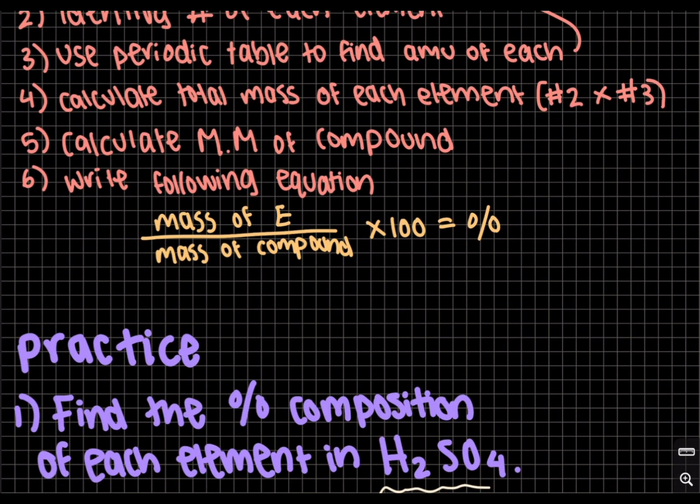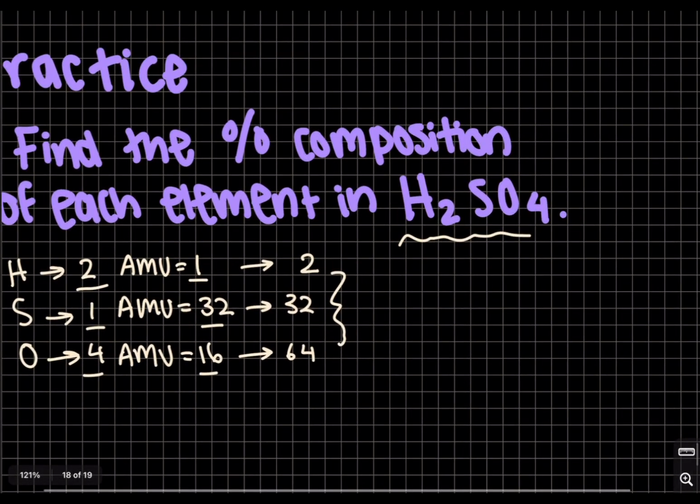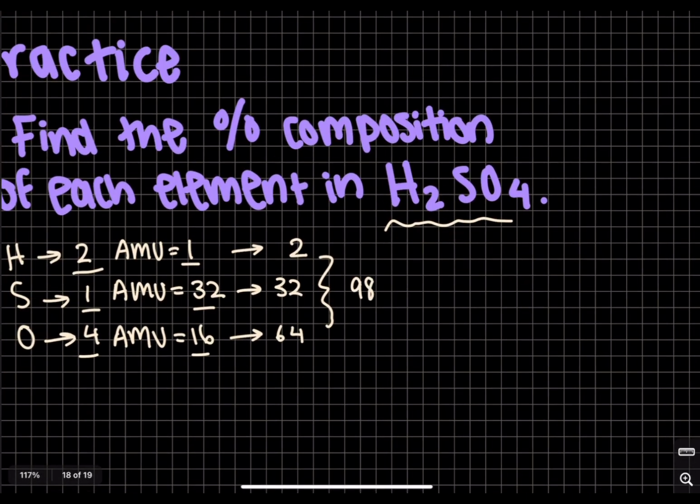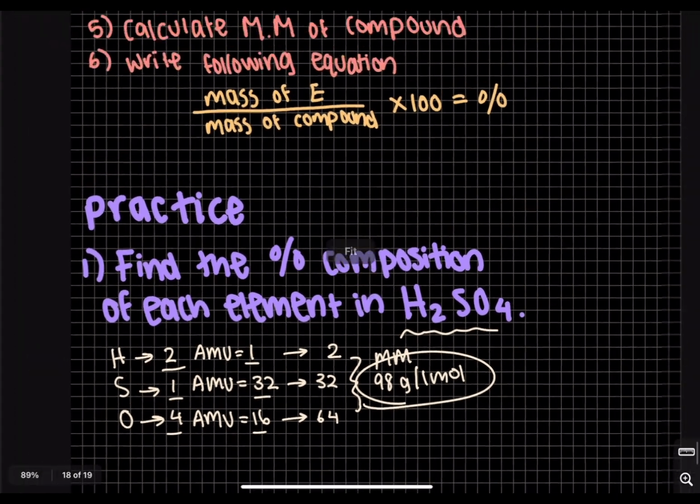Now, step number 5 is to calculate the molar mass of the compound itself. How do I do that? Well, all I have to do is just add up all the masses that I've gotten here. So 2 plus 32 is 34, plus 64 is 98, meaning that the molar mass of H2SO4 is 98 grams per 1 mole. Okay, this will be important for us when we do our calculations.